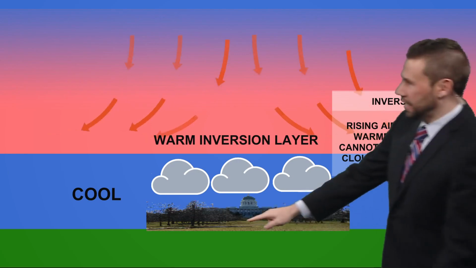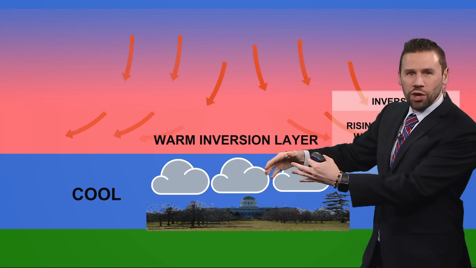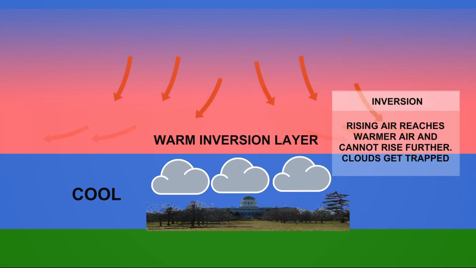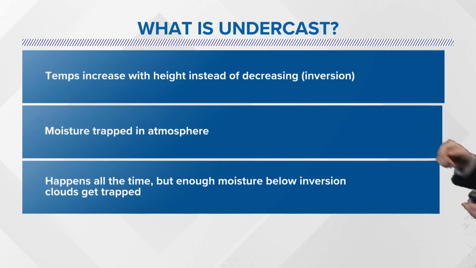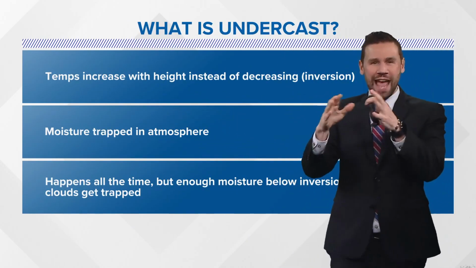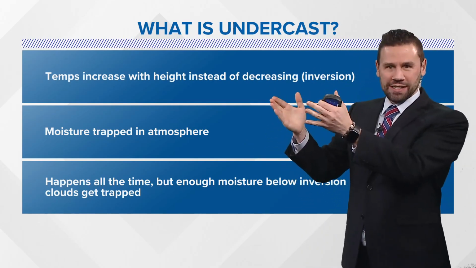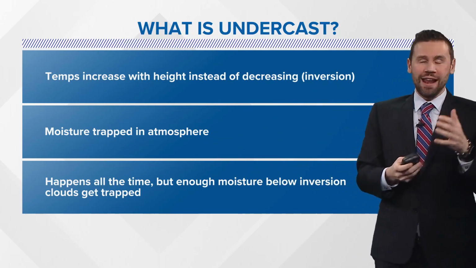So let's say this is Augusta right here. Here you've got clouds that can't escape. The moisture can't escape because that warm layer is preventing that. So the clouds get trapped. And if you're above those clouds, like what you saw on the mountain, you could see down at the undercast. So here in layman's terms, in text version, temps increase with height instead of decreasing. That's the inversion. Moisture gets trapped in the atmosphere, and it happens all the time.